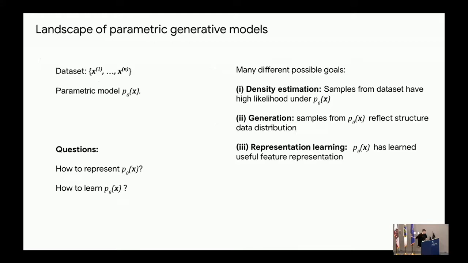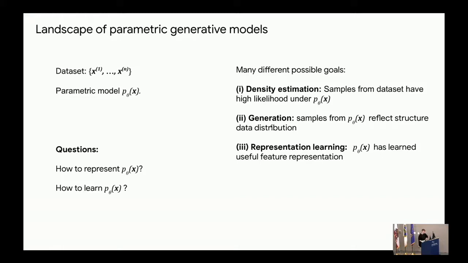So, cool. That's all the background stuff that we need to know. Now, the basic idea: we have a data set and a parametric model, P theta, and there are a couple of questions we might ask. How are we actually going to represent this probability? What is the function class we're going to use? And how are we going to learn the parameters? And again, as I mentioned earlier, there are a lot of different goals that we might have moving forward. We might want samples from the data set to have high likelihood under the model that we've learned. We might want samples from our model to reflect the structure of the data distribution. And again, this notion of reflecting the structure and being good quality samples is often hard to quantify.